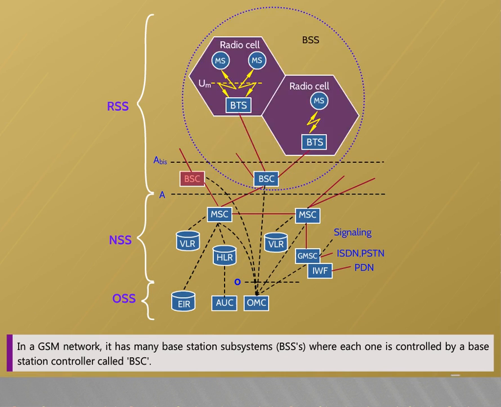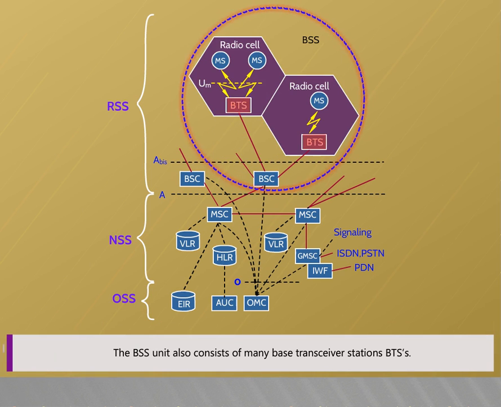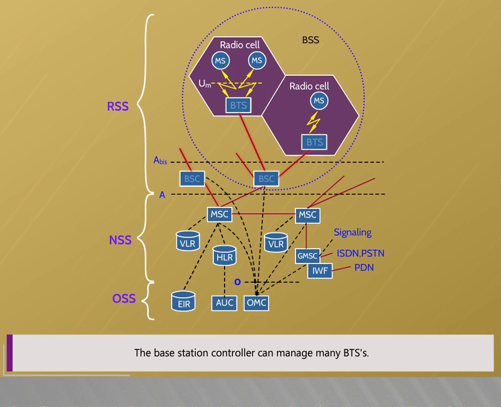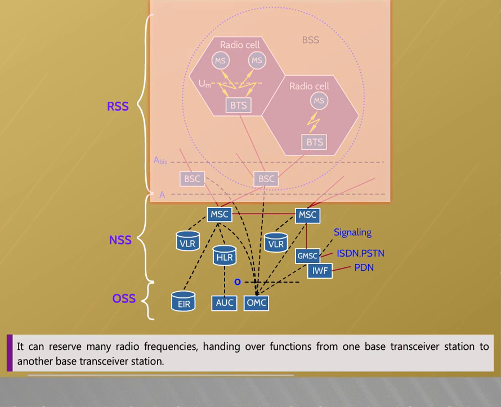In a GSM network, it has many base station subsystems, that is BSS, where each one is controlled by a base station controller called BSC. The BSS unit also consists of many base transceiver stations, BTS. The base station controller can manage many BTS. It can reserve many radio frequencies, handing over functions from one base transceiver station to another base transceiver station.